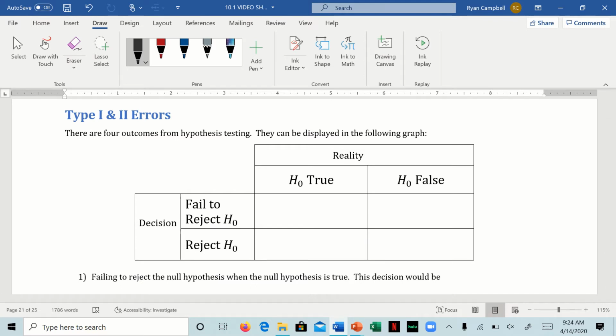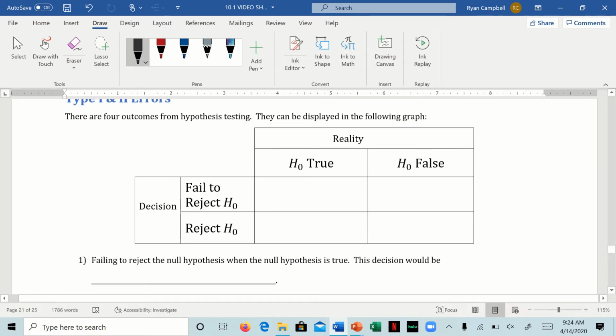So here's how we do this. This is the way that I like to write it out. Just this nifty-difty chart. All right. So we have two decisions, right? We can either fail to reject the null hypothesis or we can reject the null hypothesis. And then we have reality. Either the null hypothesis was true or the null hypothesis was false. So these are the two different ways that we can do stuff.